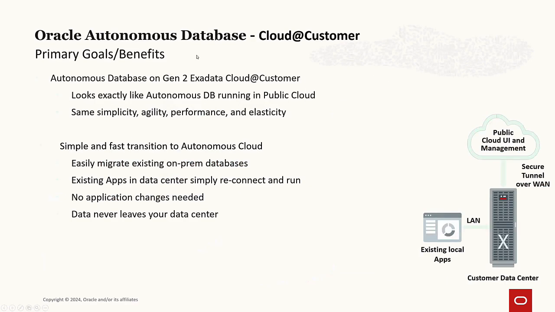Next, you also have the Oracle Autonomous Database Cloud at Customer. Primary goals and benefits: this is going to be the Autonomous Database on Gen 2 Exadata Cloud at Customer. So this is very similar to Exa C@C, except it's going to be built literally directly on top of this. This also has the ability for you to transition to autonomous cloud. So if you're on premises and you've decided after working on C@C that you would just prefer to be in the cloud, then it has a really easy ability to reconnect and transition to autonomous cloud.